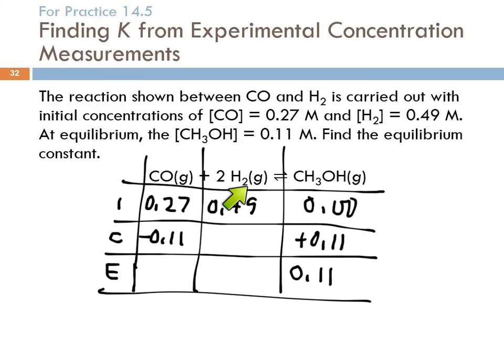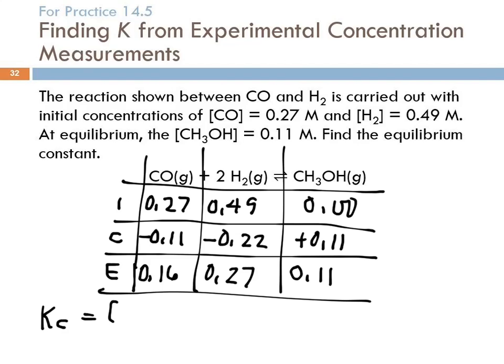Here, this is 2H2. It takes 2 of these to make 1 of those. So am I going to multiply 0.11 by 2, or am I going to divide by 2? I'm going to multiply. So this is going to go down by 0.22, because it takes 2 of these to make 1 of those. So this is going to be 0.16, and this is going to be 0.27. Now I have my equilibrium concentrations.